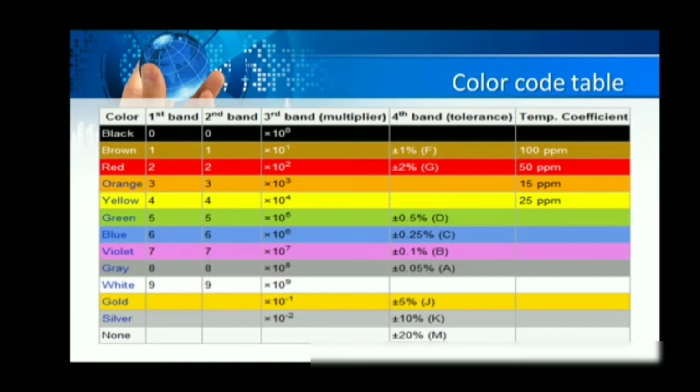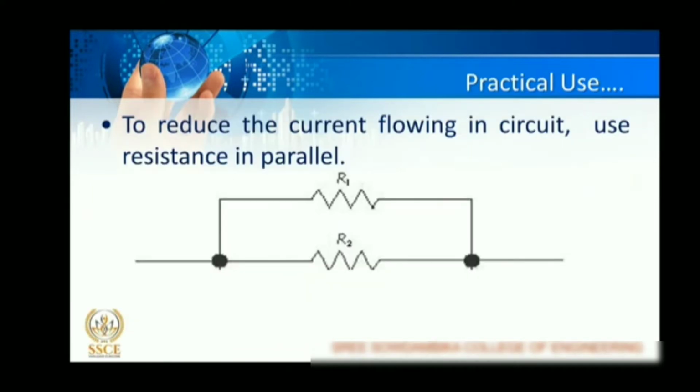Okay, do you understand, students? In our tutorial sessions, I will give a lot of examples. Here, I give one example, that is brown, black, red. The first strip is brown, so the first band is 1. Next black means the second band is 0. Third band red means 10 power 2. So the value is a 1K resistor.